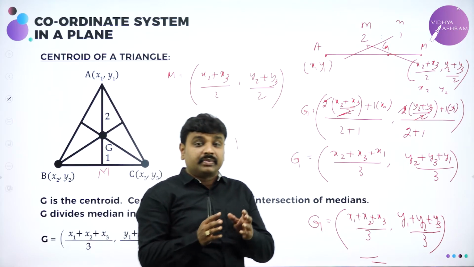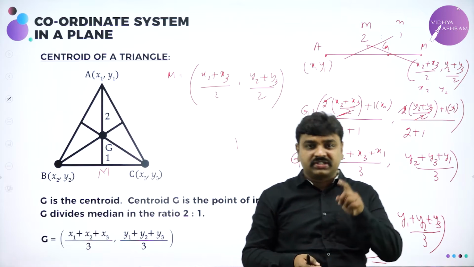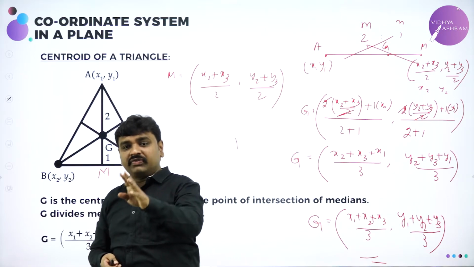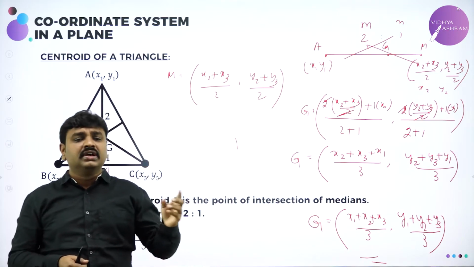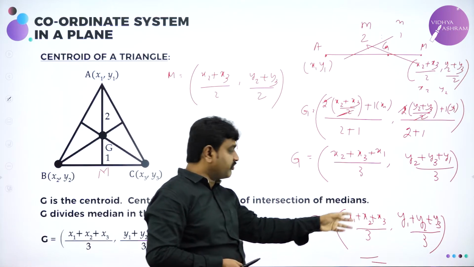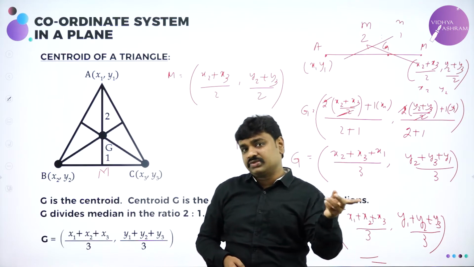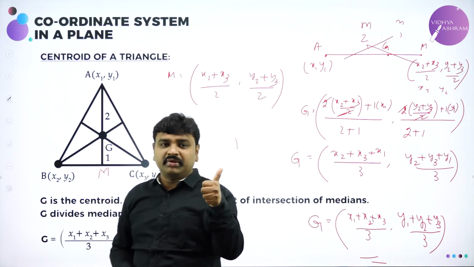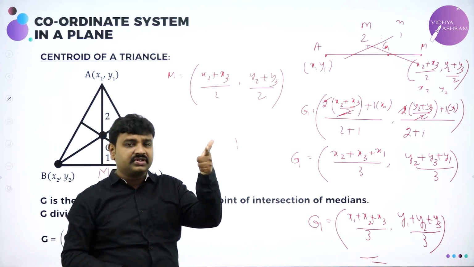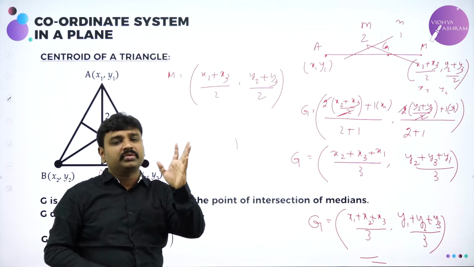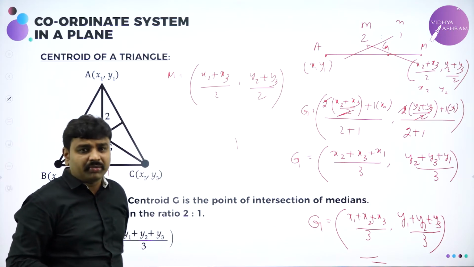By now I have completed all the types of formula. First, section formula for internal division, then section formula for external division, then midpoint formula, then centroid. How to find the centroid of a triangle? Sum of x coordinates by 3, sum of y coordinates by 3. Midpoint is sum of x coordinates by 2, sum of y coordinates by 2. These four you have to be thorough. Now we'll start solving the problems.